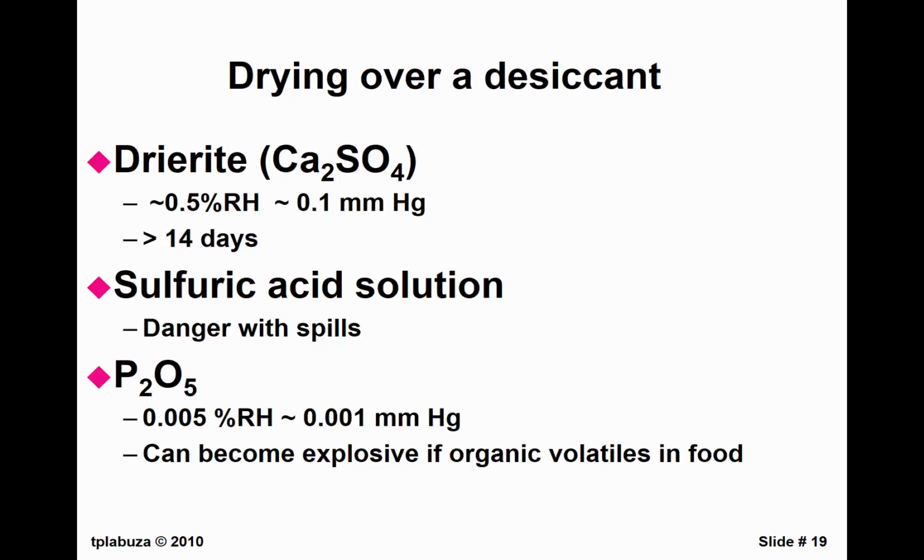You can also do it very simply with not much equipment. You can have a desiccator with Drierite, calcium sulfate, in it. It's approximately at 0.1 millimeter mercury, about 0.5% relative humidity. If you have something dry in there and you put in your wet food at a higher water activity, higher moisture content, the water is going to go into the Drierite over time.